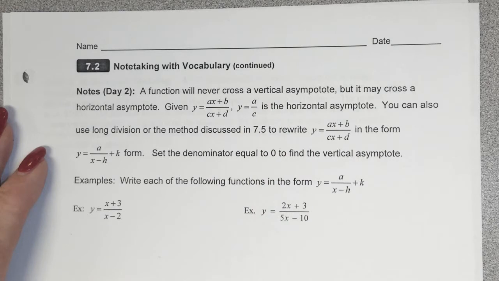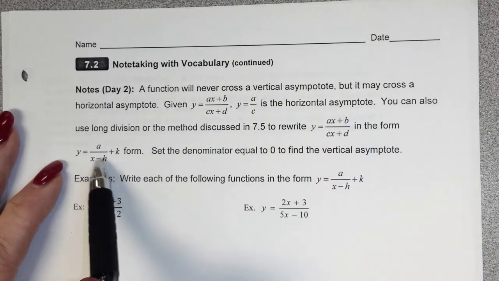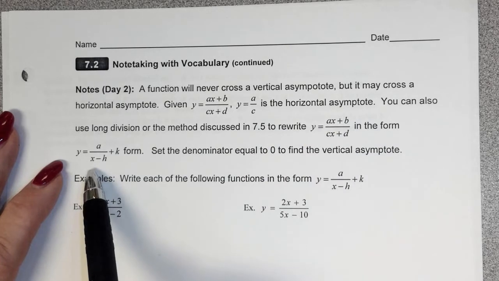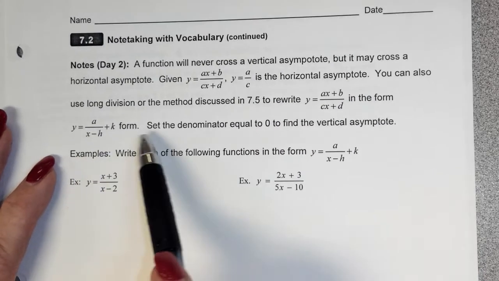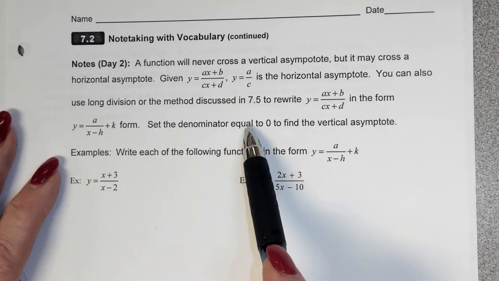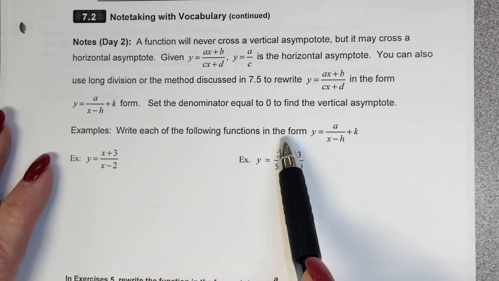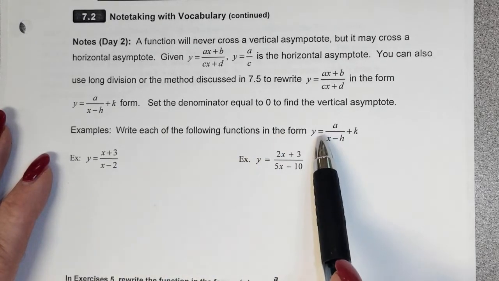We could also find that horizontal asymptote by using long division or by taking this and getting it into this form. We're going to look at both ways of doing that. And whenever we want to find the vertical asymptote, we set that denominator equal to 0. So we're going to start by just practicing putting these functions in this form.